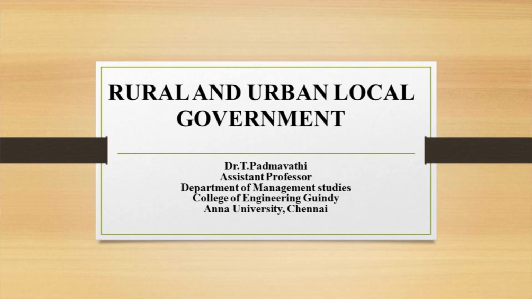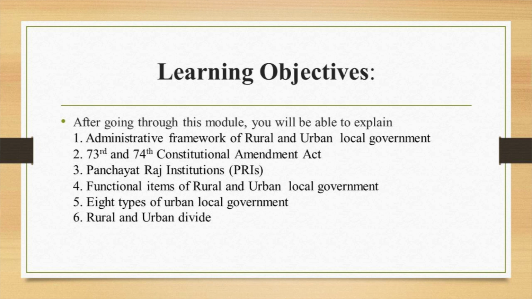Well students, we will discuss rural and urban local government in today's session. After going through this module, you will be able to explain the administrative framework of rural and urban local government. You will be able to explain the 73rd and 74th Constitutional Amendment Acts, and the Panchayati Raj institutions and their origin. You will also be able to explain the functional items of rural and urban local government, classify the different types of urban local governance, and highlight the rural and urban divide prevailing in our country.